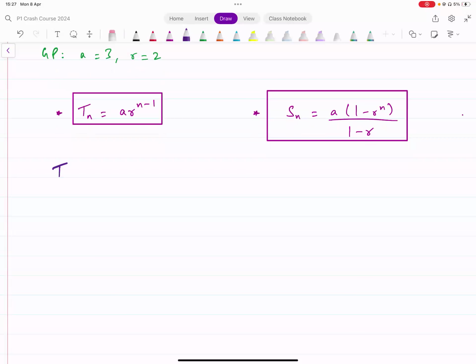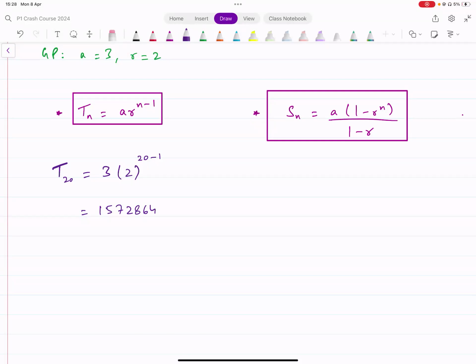If you had to find the 20th term, let's say T20, how would you do that? The value of A is 3, so you have 3 into R, which is 2, raised to the power n minus 1. You want the 20th term, so the value of n is 20. So you say 20 minus 1, and that's going to give you the result. It's going to be a pretty large number in this case, 3 into 2 raised to the power 19. And that's giving me 1,572,864. That's the 20th term, sorry. Okay, that's the value of the 20th term.